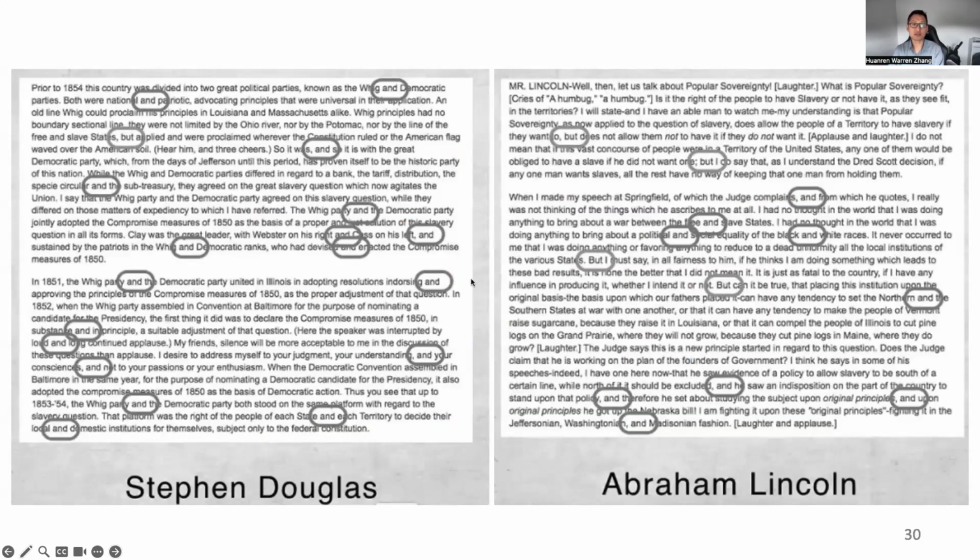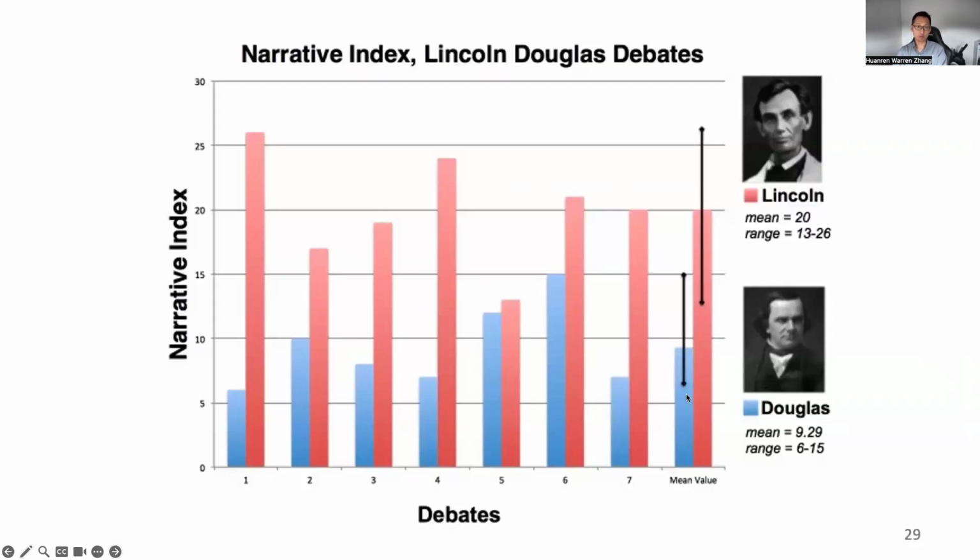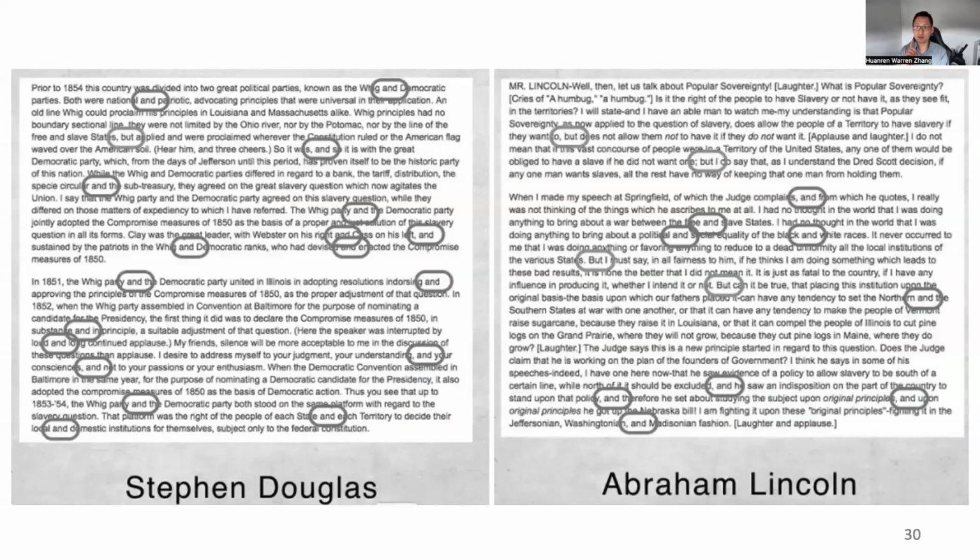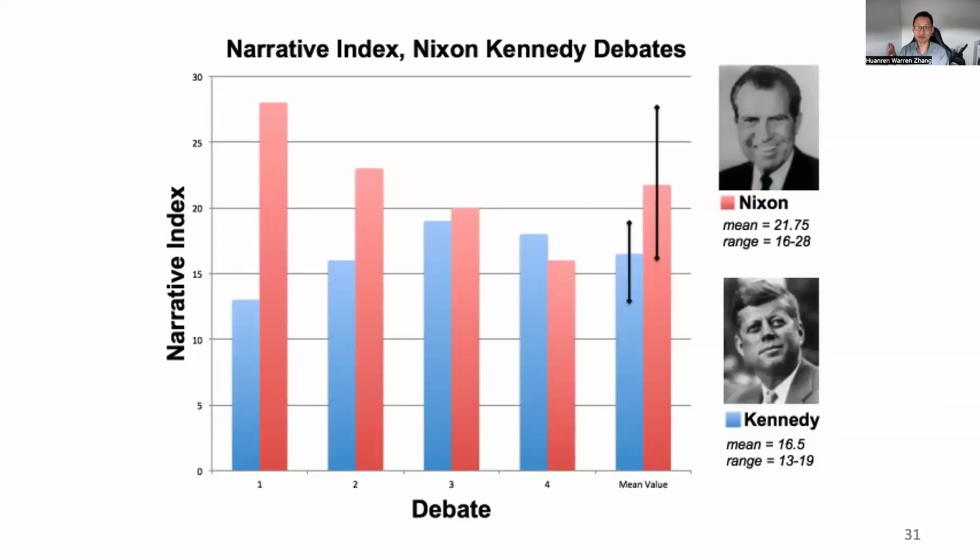So here are some of the highlights, the counts of the words, demonstrating how this narrative index is calculated. I mean, this is a good predictor, right? This measure can be used for all the past presidential elections. For most of them, the narrative index can perfectly predict who won. But there was one exception, right? And it was actually a huge exception.